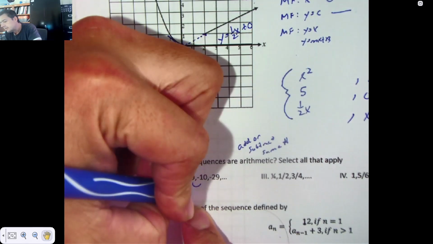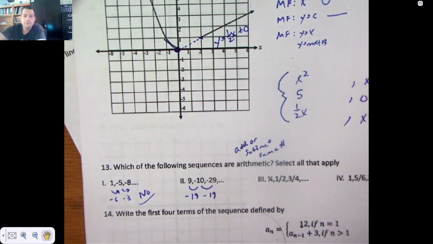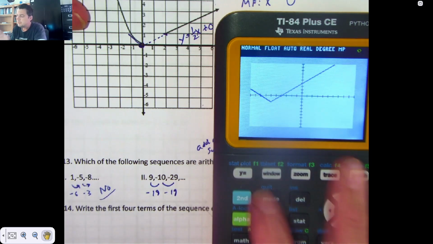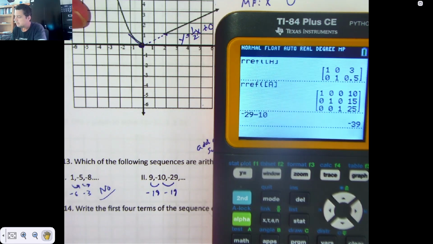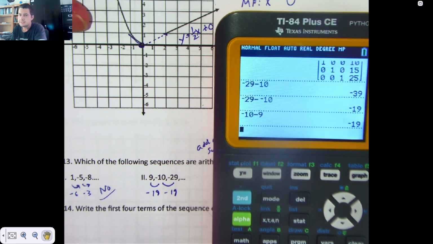9 to negative 10, we're losing 19. We're losing 19 again. And if you cannot figure that out, you go to your calculator, which you had, and you do negative 29 minus 10. Oh, it should have been negative 10, shouldn't it? Negative 29 minus a negative 10. There's the difference of 19. Negative 10 minus 9. There's the difference of negative 19. You had access to a calculator.